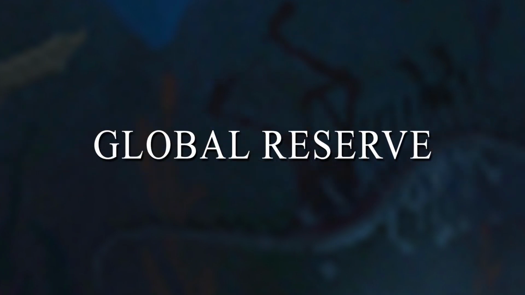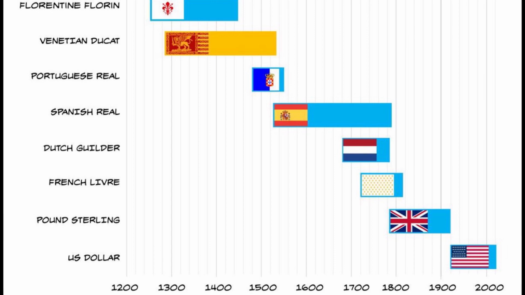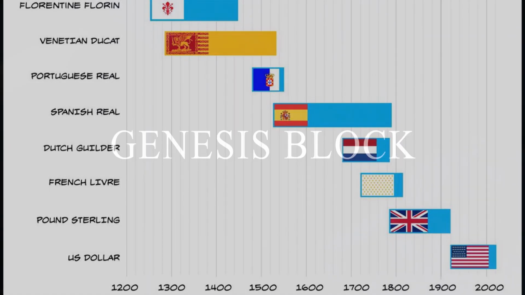Global reserve currency. This refers to the dollar being the global reserve currency. However, many people think that in the future, crypto like Bitcoin or Ethereum will be the global reserve currency. This is because they want something the governments don't have control over.